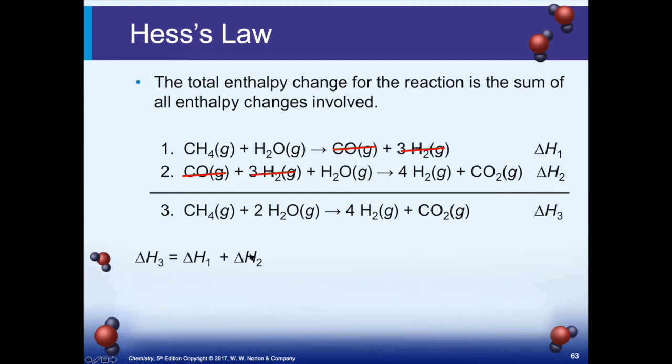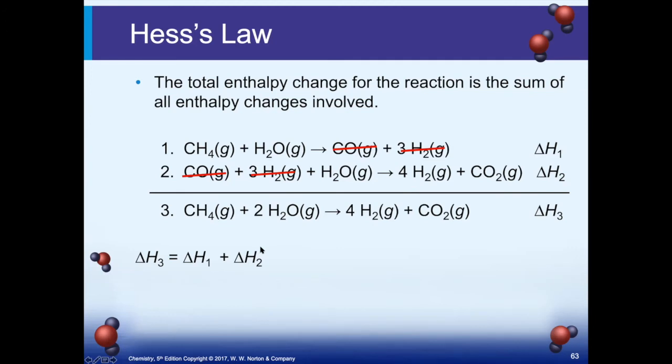And so the reason why this is important is because for whatever reason, I might not be able to get the delta H of reaction 3 directly. But if I can get the delta H of reaction 1 and reaction 2 directly, then I can get the delta H of reaction 3 indirectly simply by adding the other 2 together. Okay, so that's the concept behind Hess's law.